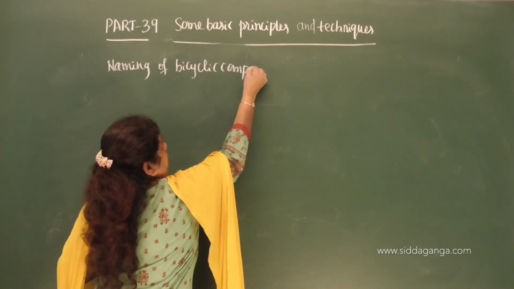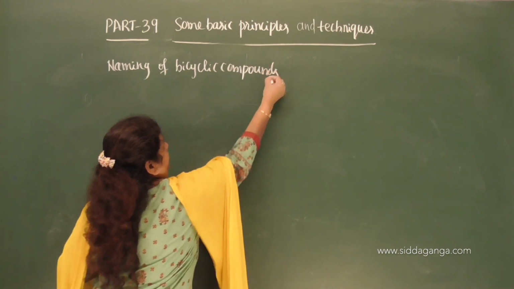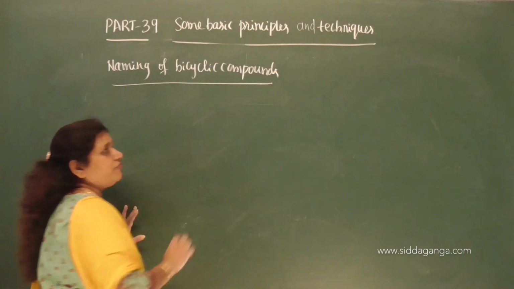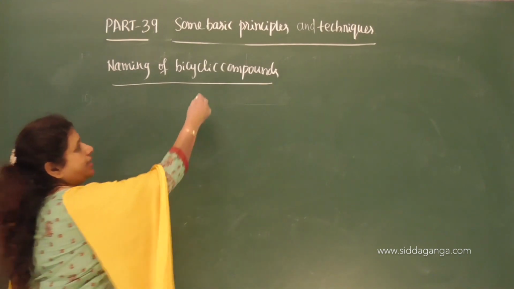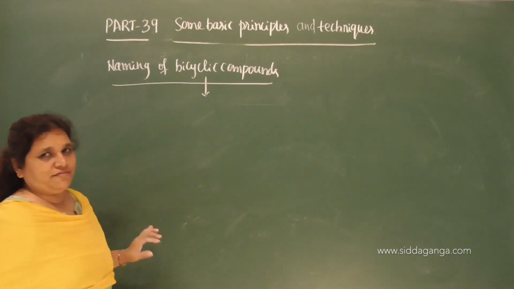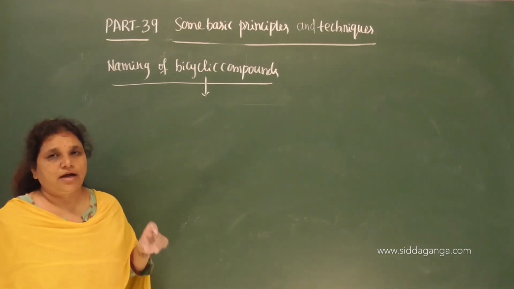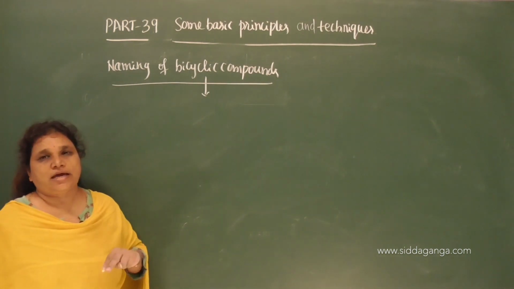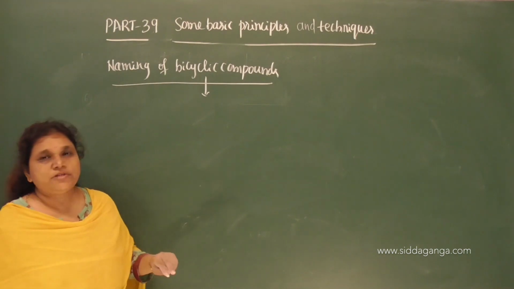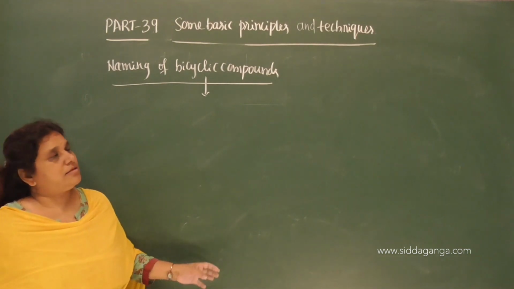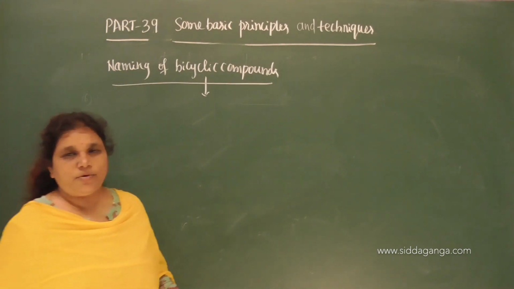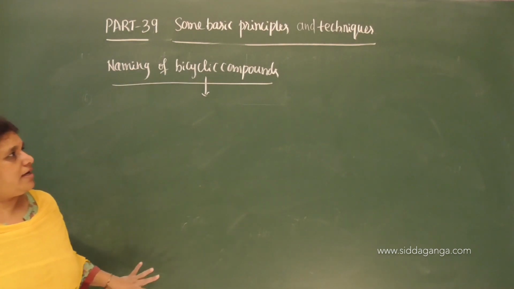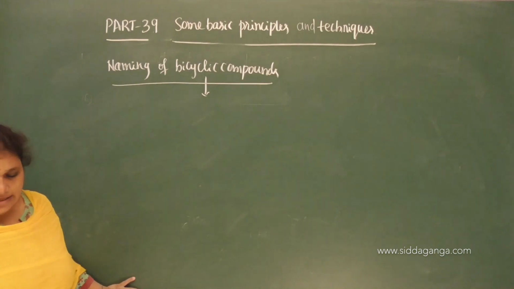Just I will give the introduction for this. Let me explain what you mean by bicyclic compounds. The name itself suggests compounds containing two cyclic rings. If compounds contain two cyclic rings, then they are called bicyclic compounds.